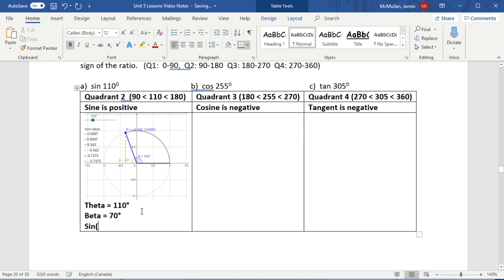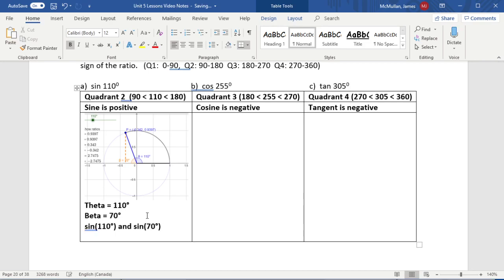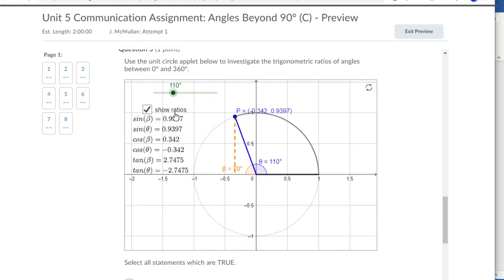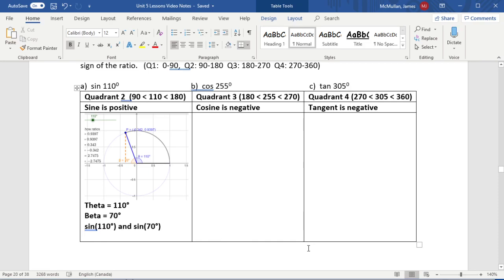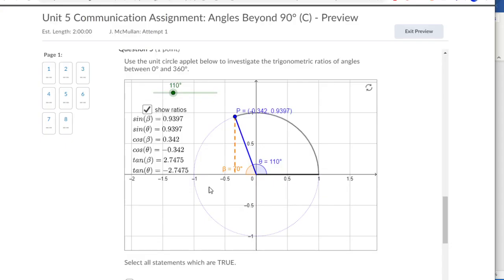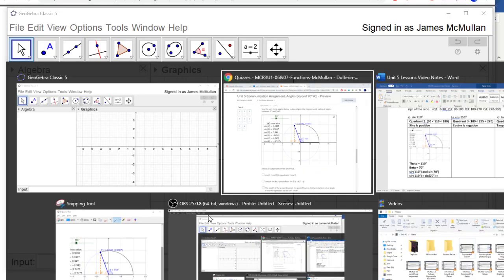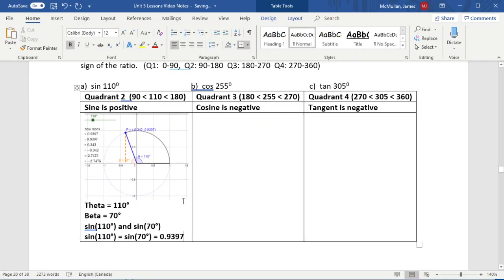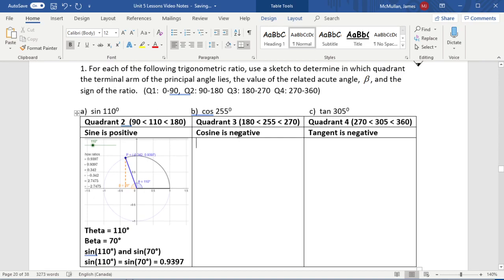Okay? Now if you compare sine of 110 and sine of 70, you should expect that the two values are the same. And not only will the two values be the same, but they will both be positive because we're in a quadrant where sine is positive. Okay, so I'm going to write sine 110 equals sine 70. And so they're equal to each other, and they're both equal to 0.9397. Okay, and that's everything from this question. Let's try the next one.